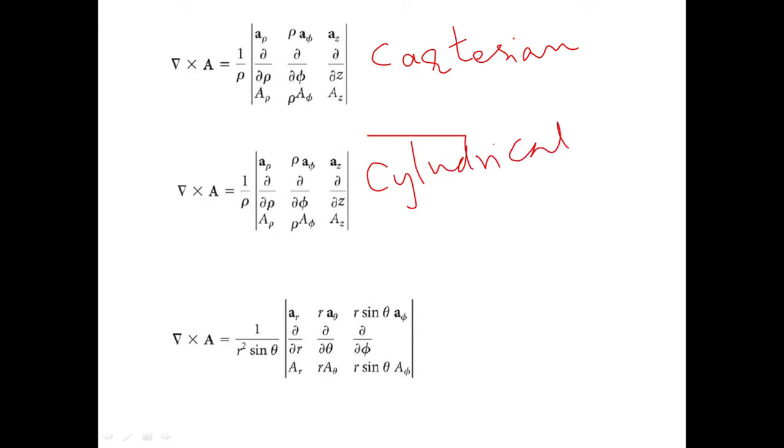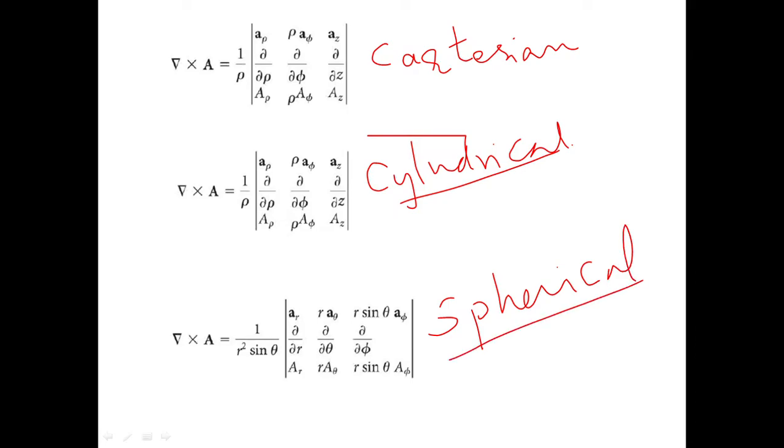Mostly we'll be using curl in this module. Like how we used divergence in the second module, here we'll be using curl in most of the places. This is the curl equation for the Cartesian coordinate system. You can note it down. This is in the cylindrical coordinate system, and this is in the spherical coordinate system. You should note this for today's derivation. We will be using these in some places.